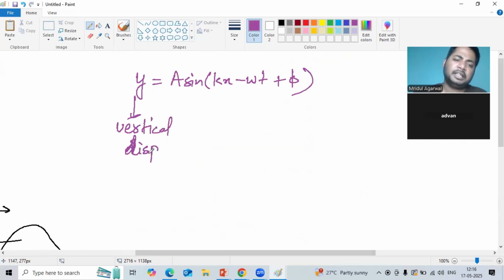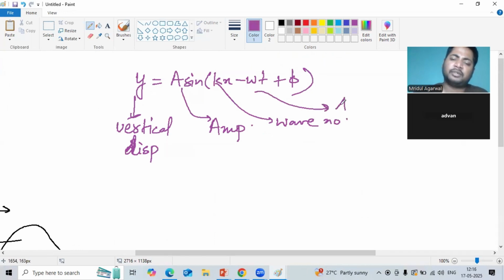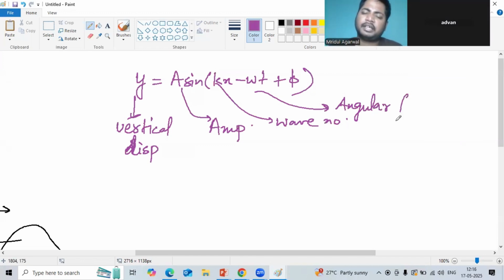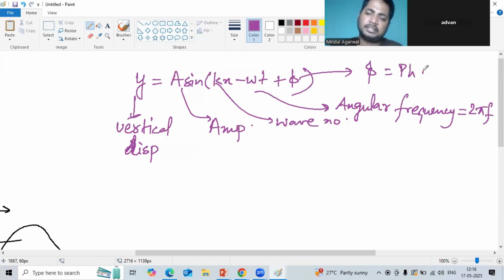A is your amplitude, k is your wave number, omega is your angular frequency. Angular frequency is given by 2 pi f, and phi is the phase.